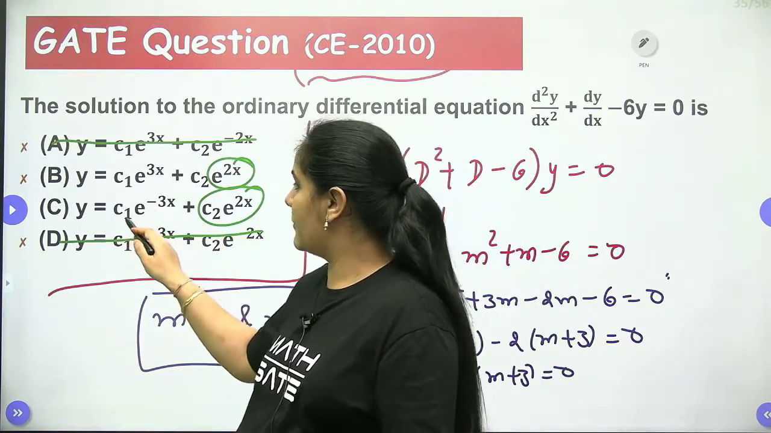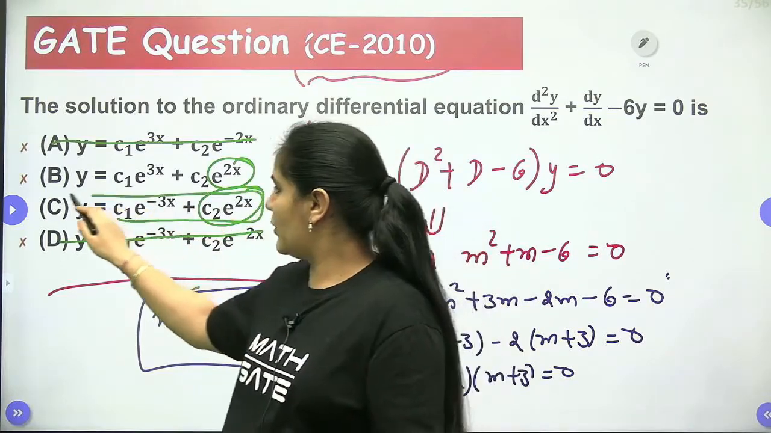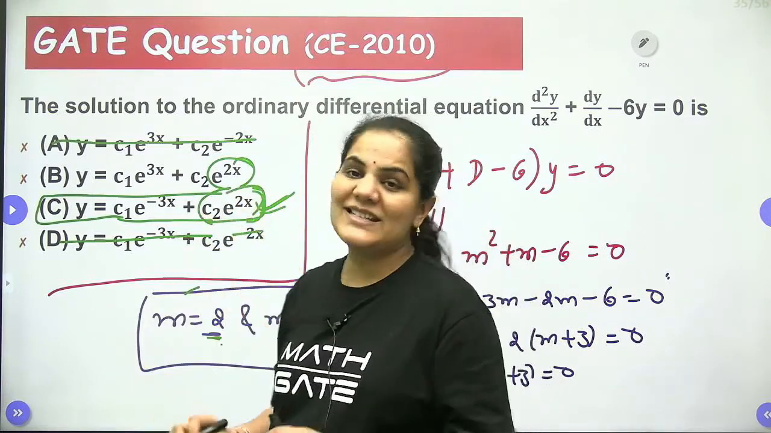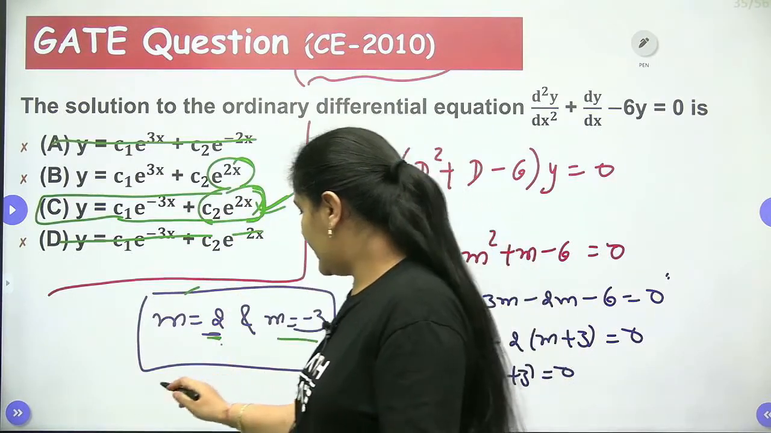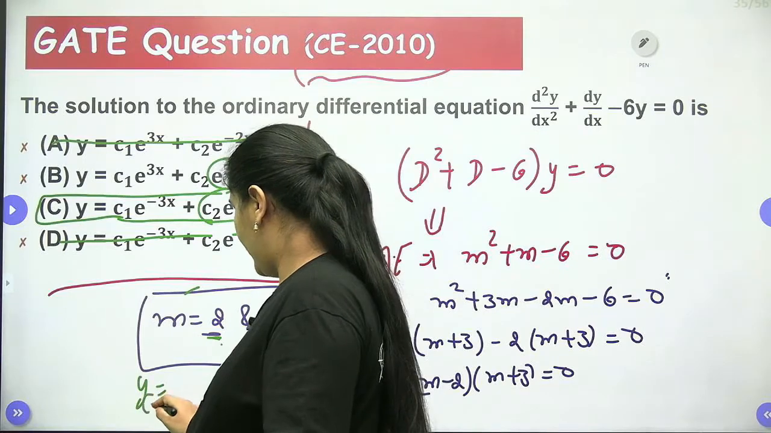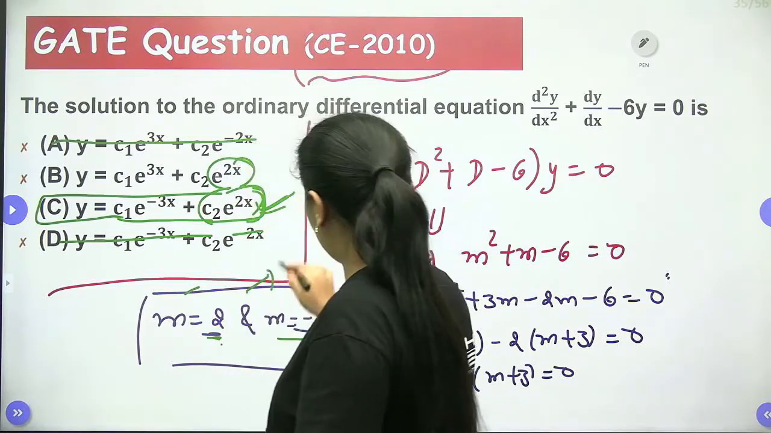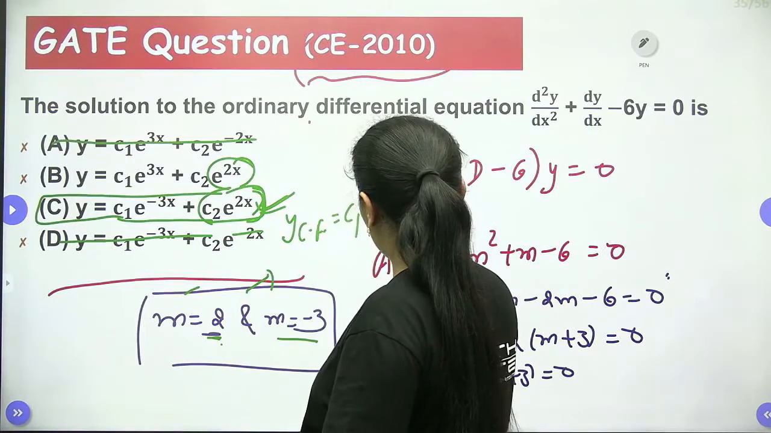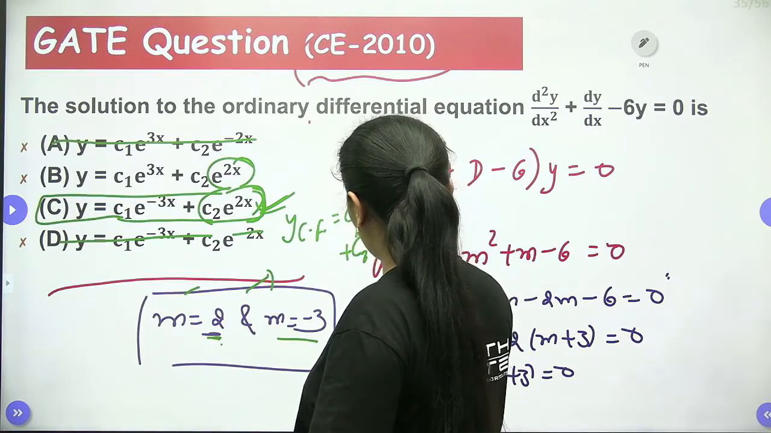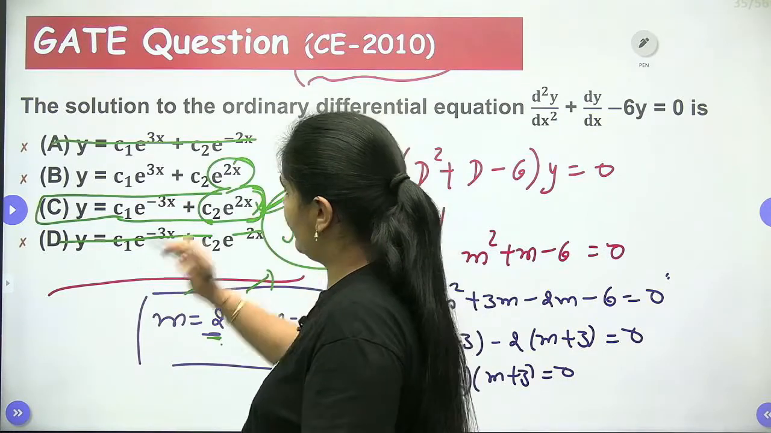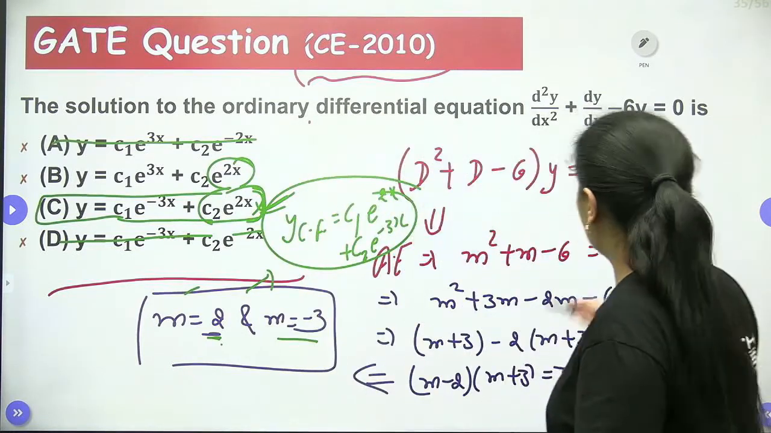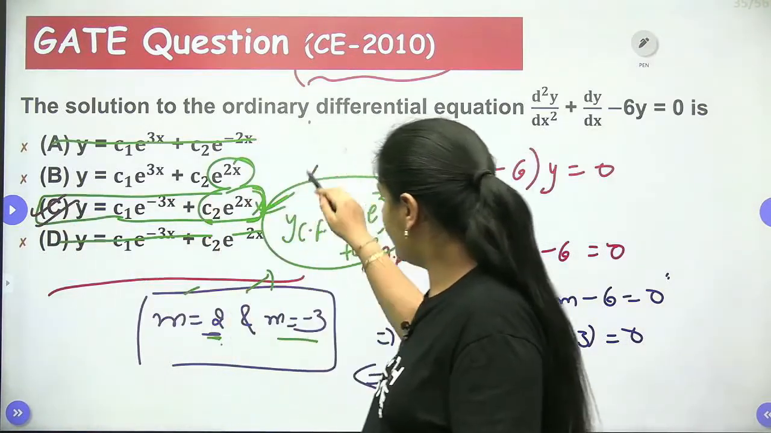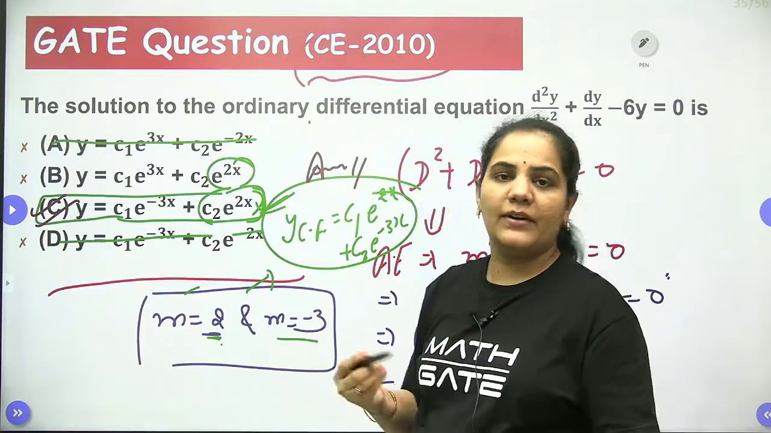So among these two options, we have only one option, option C, in which we have e to the power minus 3x. So we can conclude the CF will be y. Let me write it down here. The YCF will be C1 e to the power 2x plus C2 e to the power minus 3x, which you can see in option C, which is your right answer, dear students. Done. So it will be the final answer.